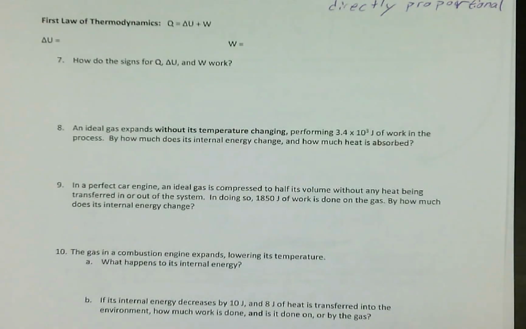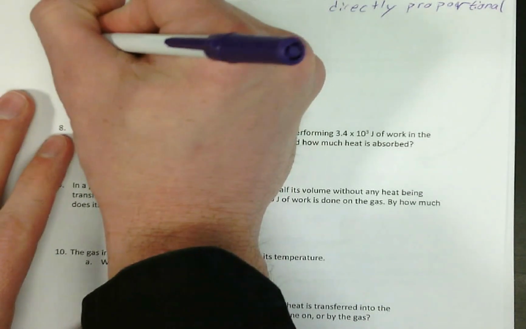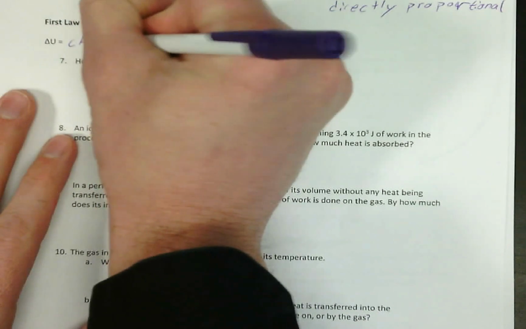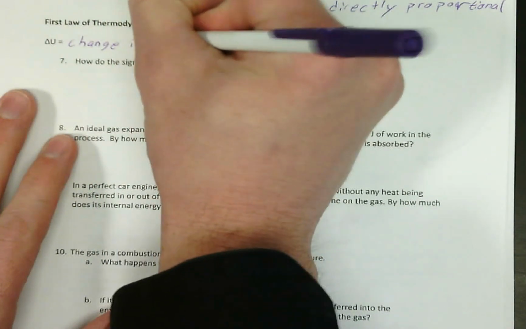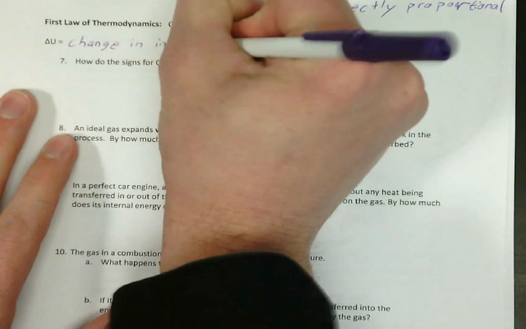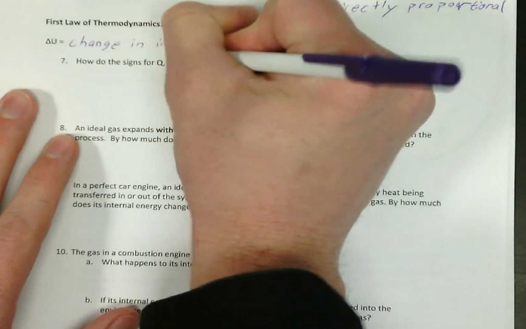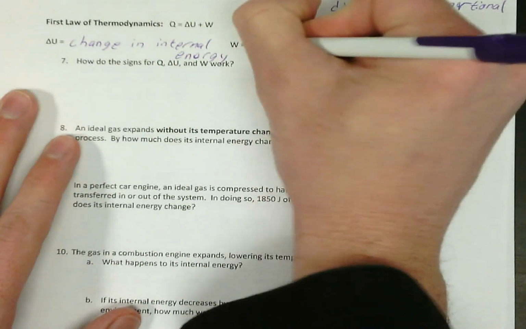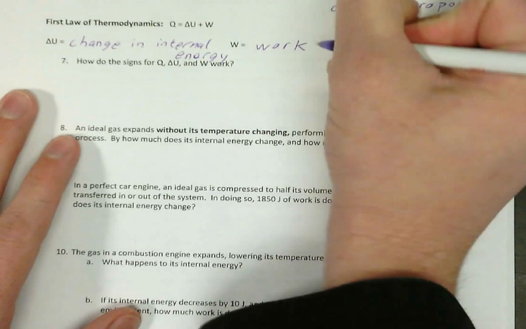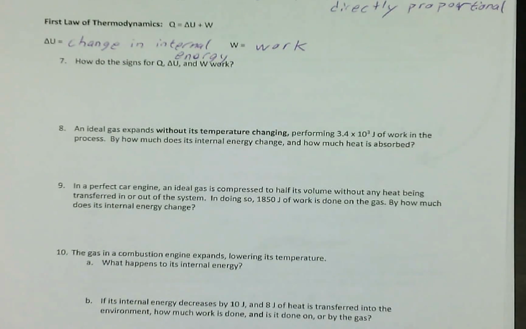Delta U, specifically, is change in internal energy. W is work. Okay, so how do the signs for these things work? We've talked about some of them already. We talked about Q.